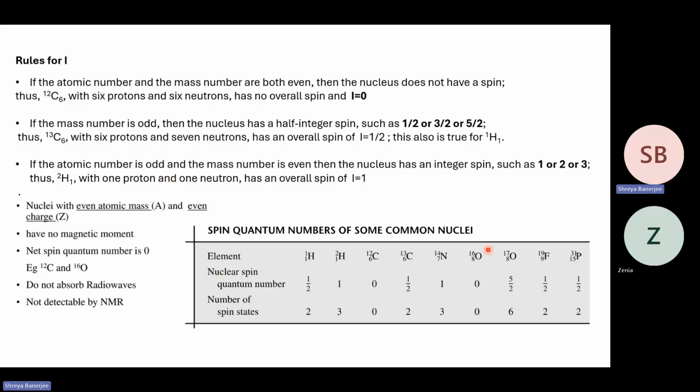You can see another example is O16 with atomic number 8. Both are even. So the number of spin states, everything is 0. This will not be detectable by NMR.